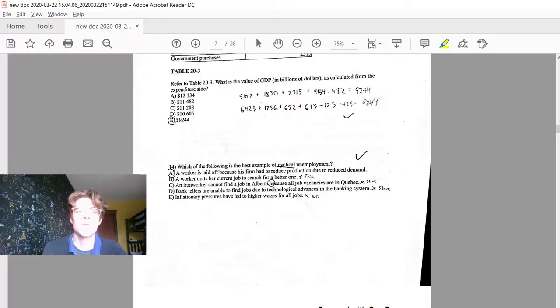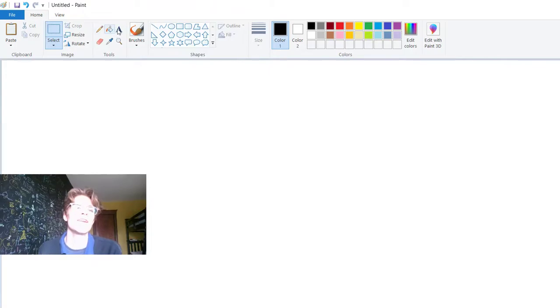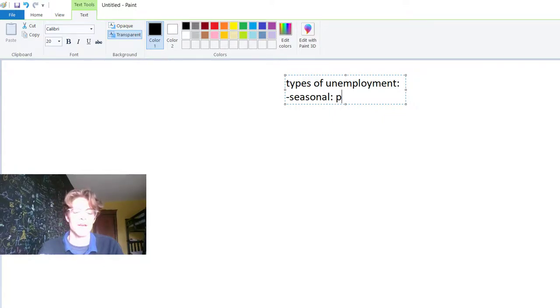Okay, which of the following is the best example of cyclical employment? So we have three types of employment. We have cyclical, frictional, and structural, as well as seasonal. I don't remember those too well, but types of unemployment. Okay, so we have seasonal, which is really easy. It's just like if you're working part-time work, so like any summer jobs is seasonal unemployment because you're not employed throughout the whole year, right?